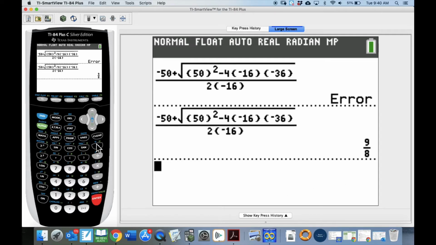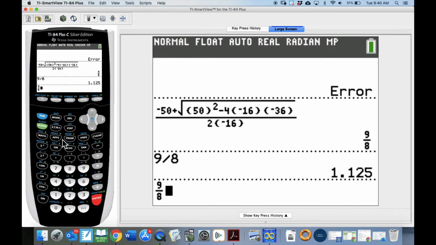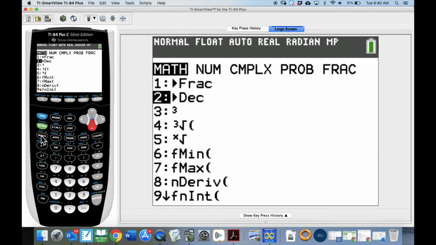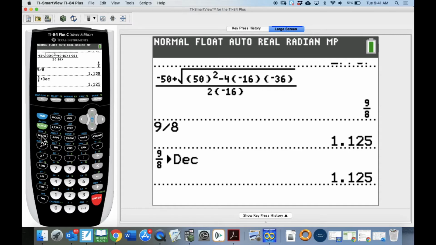And if I want to change that to a decimal, I can just do 9 divided by 8 equals, and it'll give me a decimal. Or if you wanted to, I can show you how to do that. I'm going to go back and capture that, enter it, and I can go to the math key and change it to a decimal, and it will do that for me as well. But either way, it is 1.125. That is one of the solutions.